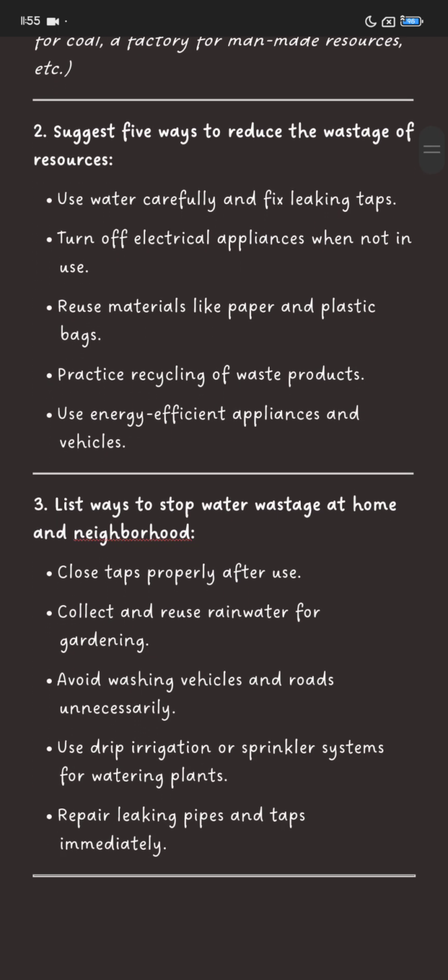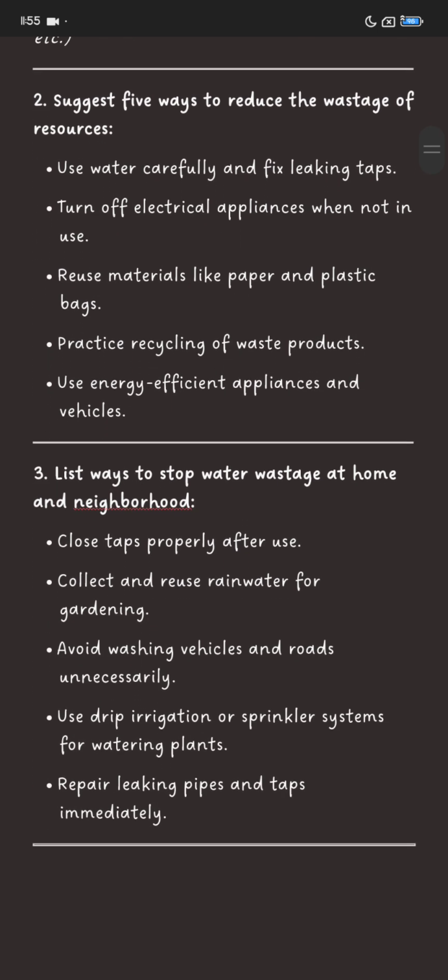Number 2. Suggest any 5 ways to reduce wastage of resources. Use water carefully and fix leaking taps. Turn off electrical appliances when not in use. Reuse materials like paper and plastic bags. Practice recycling of waste products. Use energy efficient appliances and vehicles.